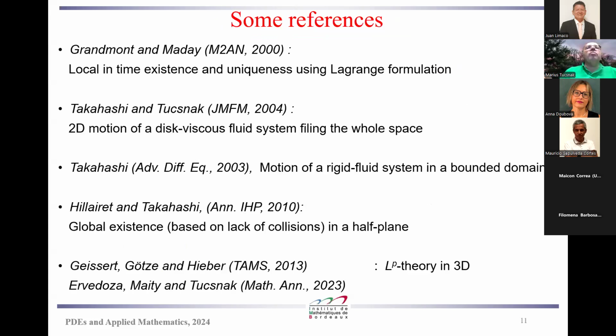So, some references for strong solutions. As you see, the story began with a paper of Grandmont and Maday in 2000, where there were some very restrictive assumptions. And then all this has been a lot improved, mostly in a Hilbert space setting. And there is also a more recent work, relatively more recent, of Geissert, Götze, and Hieber, which considers an L^p theory.